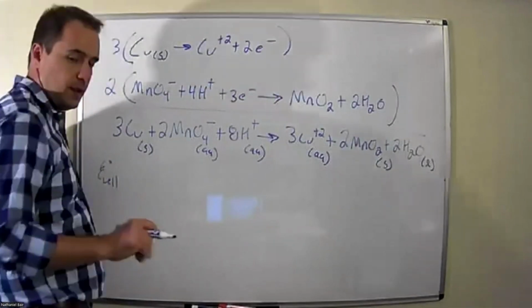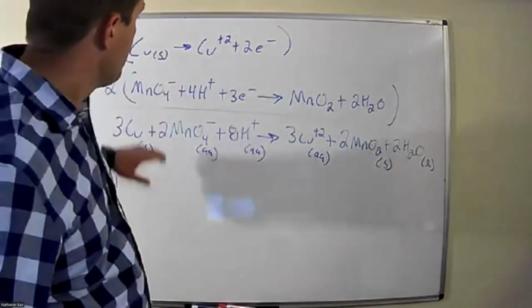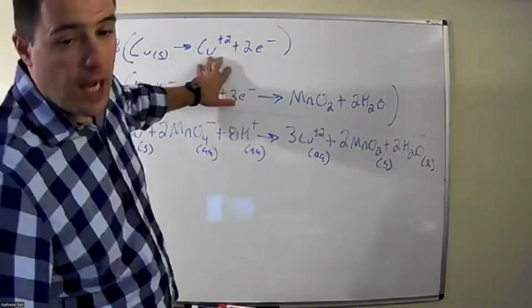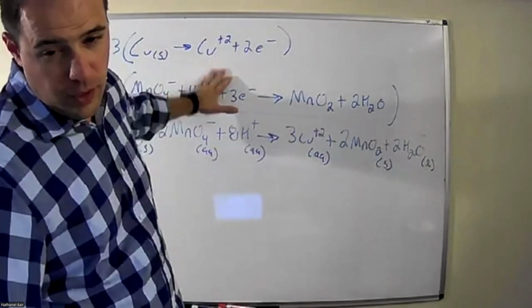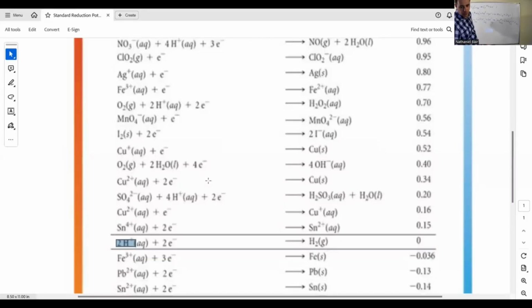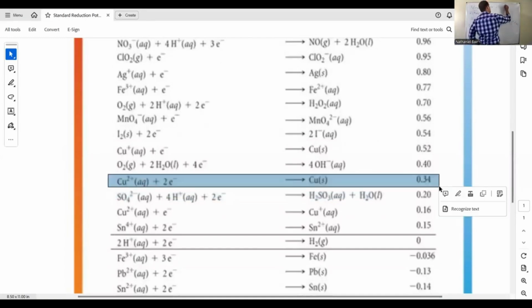So what's E cell standard? Well, we have to go to the table. You are not going to find the copper reaction like this. You're going to have to flip that voltage. So if we look in here, we're looking for copper plus 2 electrons goes to copper, but we've got it in reverse. That's a negative 0.34 volts.